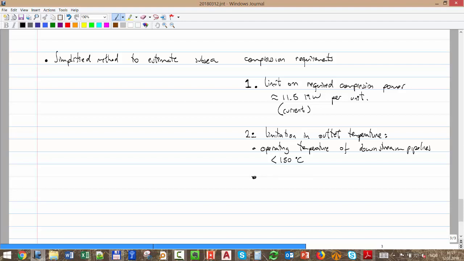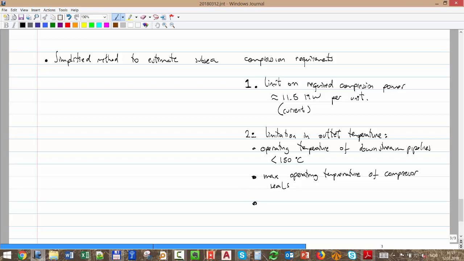Then you have the other consideration: the maximum operating temperature of the compressor seals. Okay, that might be around that number also.